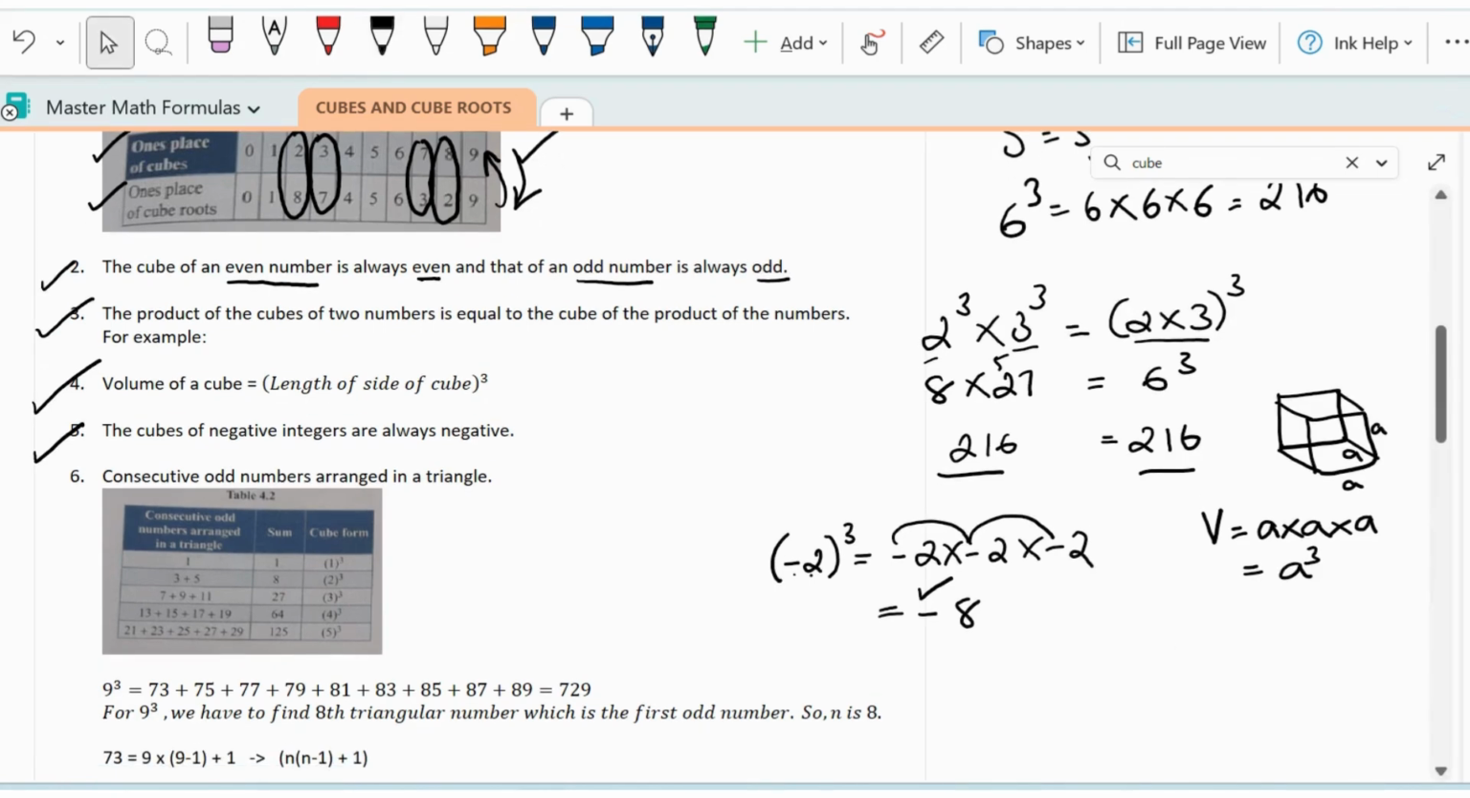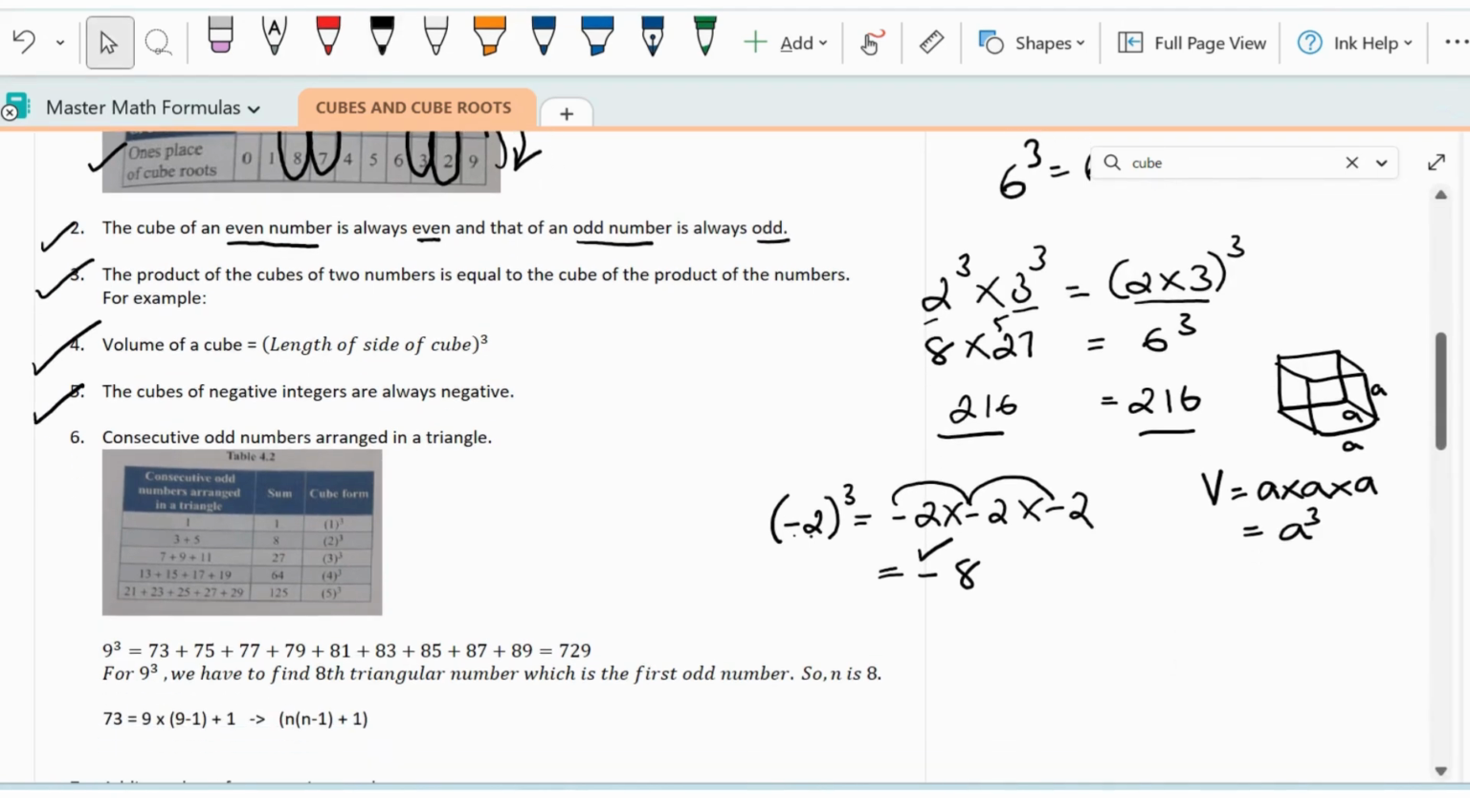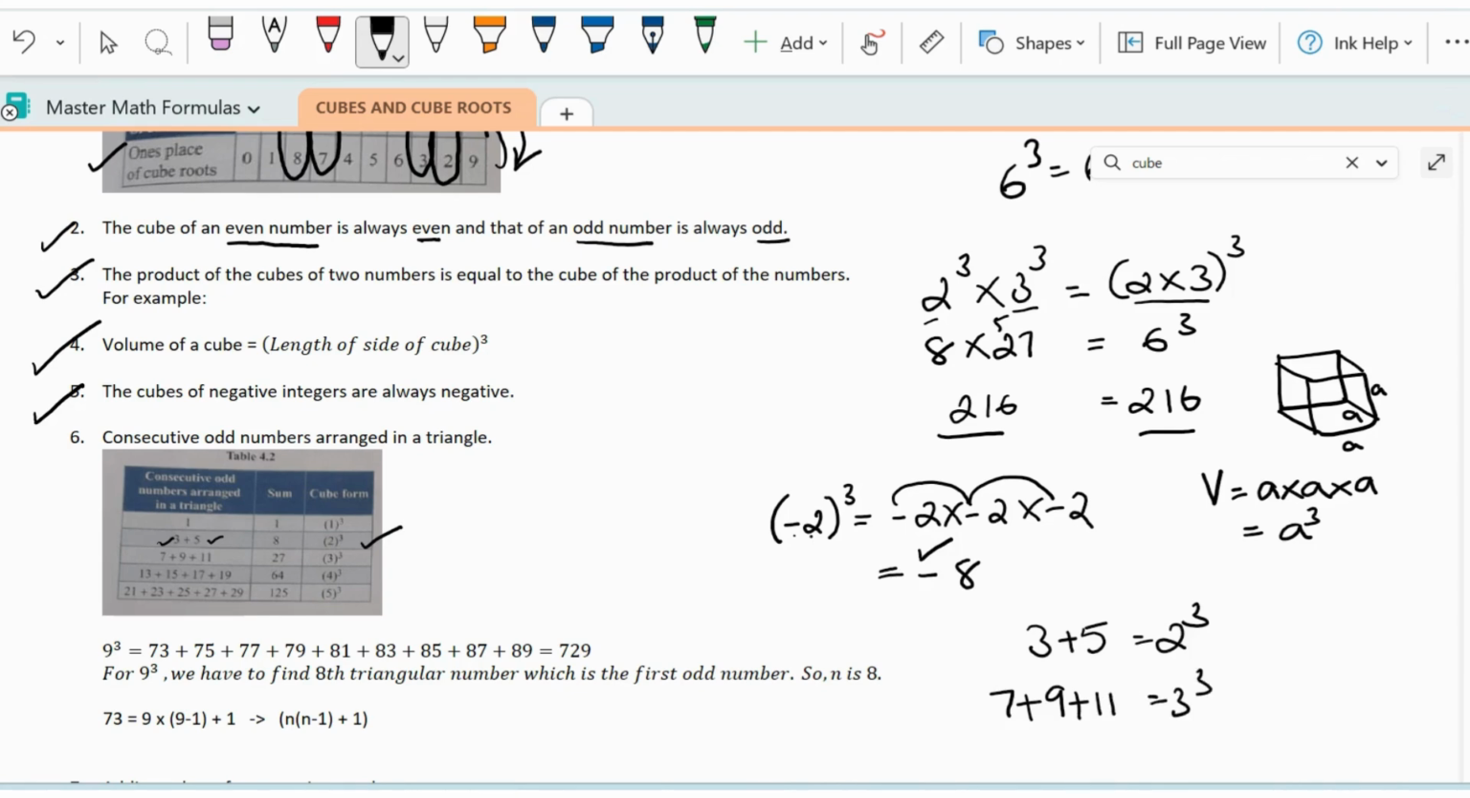Now the next one. This is a little interesting. Consecutive odd numbers arranged in a triangle. Now you can see the triangle and you have the sum of consecutive odd numbers. The odd number, next odd number after 3 is 5, which is 2 cube. Can you see here? 2 cube. Now 7 plus 9 plus 11 is 3 cube. You can see 3 odd numbers.